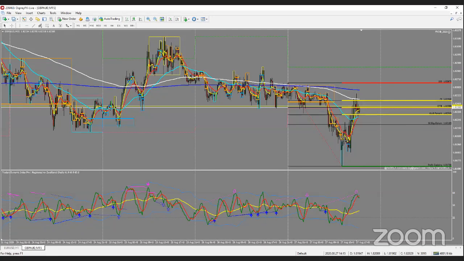Now, this isn't a great setup. Again, we're not going to try to sell at a PDL. We want to be selling at a PDH. So this isn't particularly a great setup, but you can clearly see it's at an OTE. It's already rejected the 79% here, starting to move down, which was also a 200 EMA rejection.